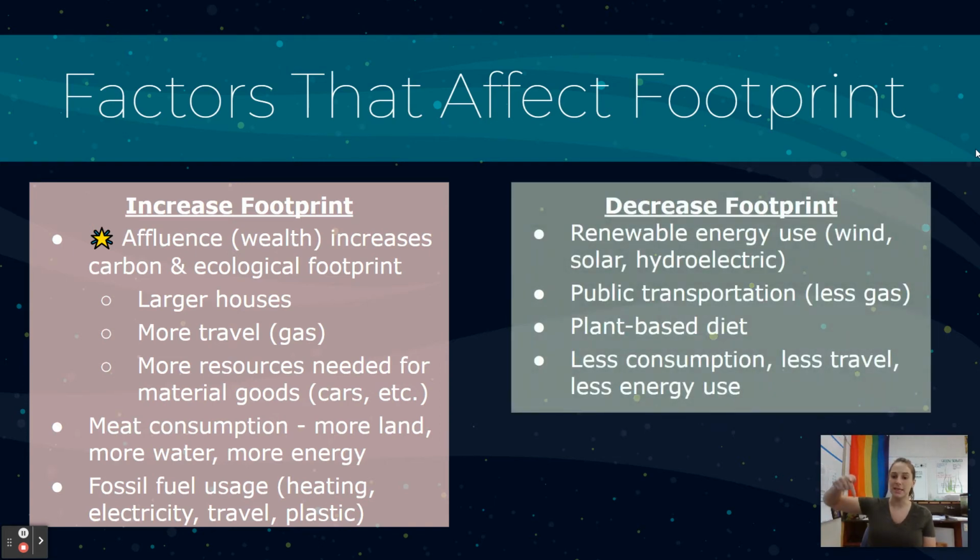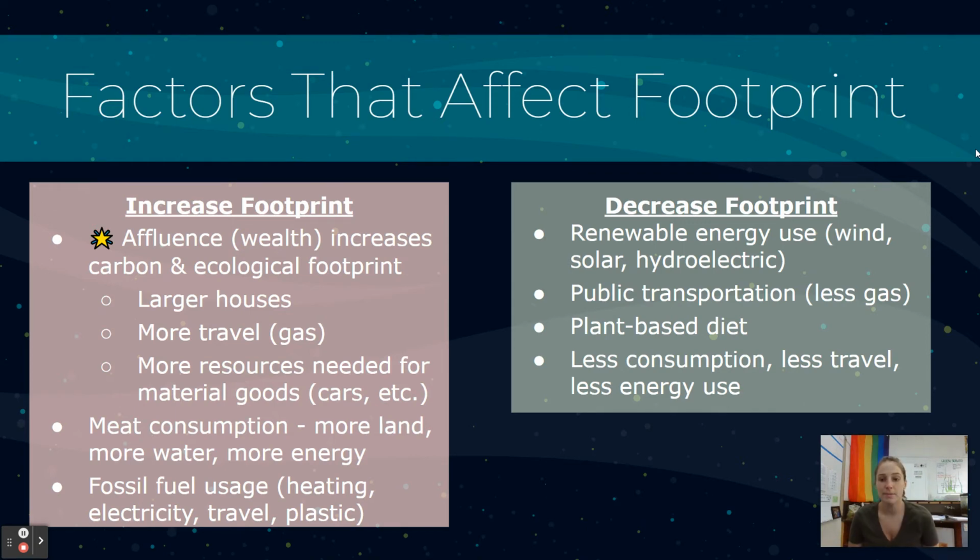Now, factors that decrease your carbon footprint include using more renewable energy instead of fossil fuels. So wind, solar, hydroelectric. Fun fact, here in Washington, we're pretty fortunate that the majority of our energy production actually comes from hydroelectric. So here in Washington, we tend to have a lower energy footprint than some of your average states just because of that. Also, if you use public transportation instead of driving your car everywhere, if you use a bus or a light rail, you're going to be using less gas overall because it's going to be one vehicle for many people instead of one vehicle for one person.